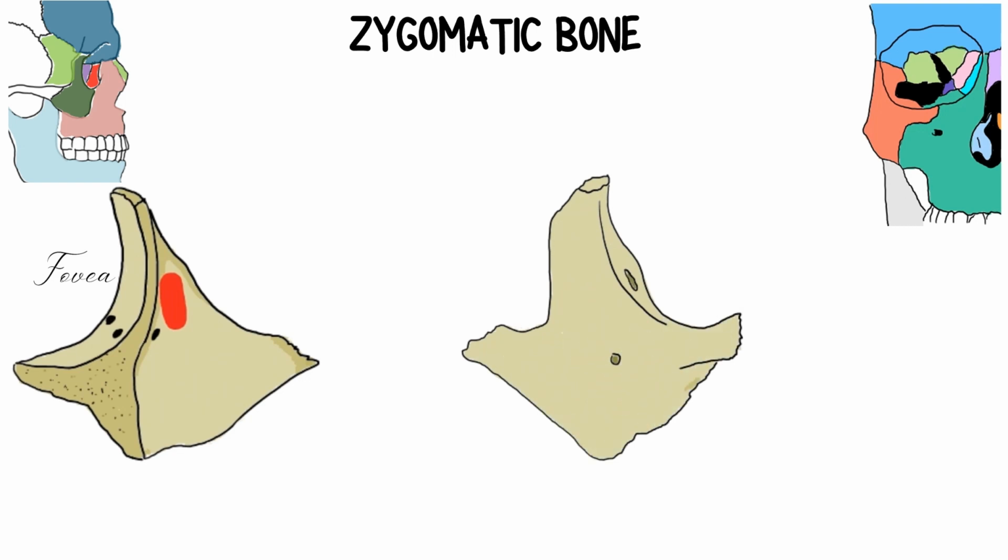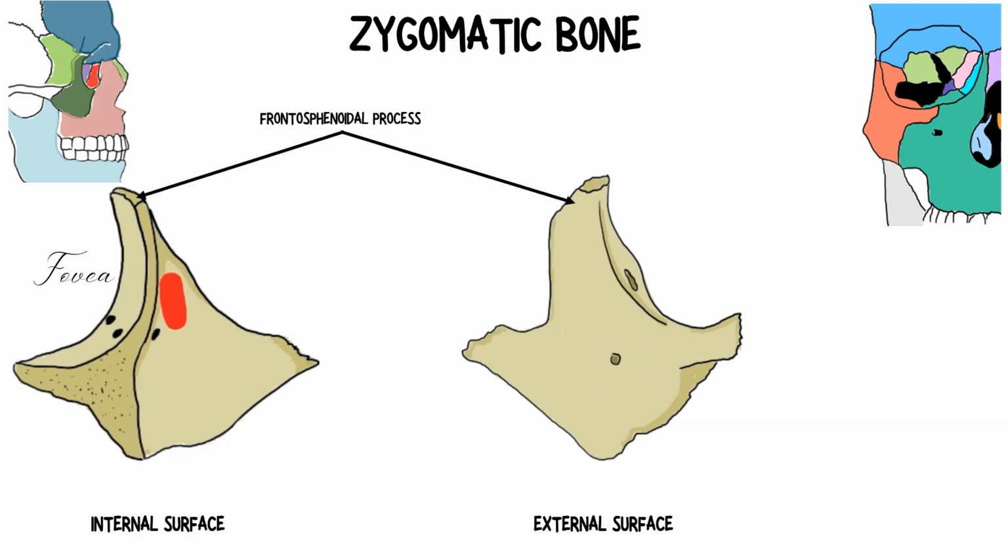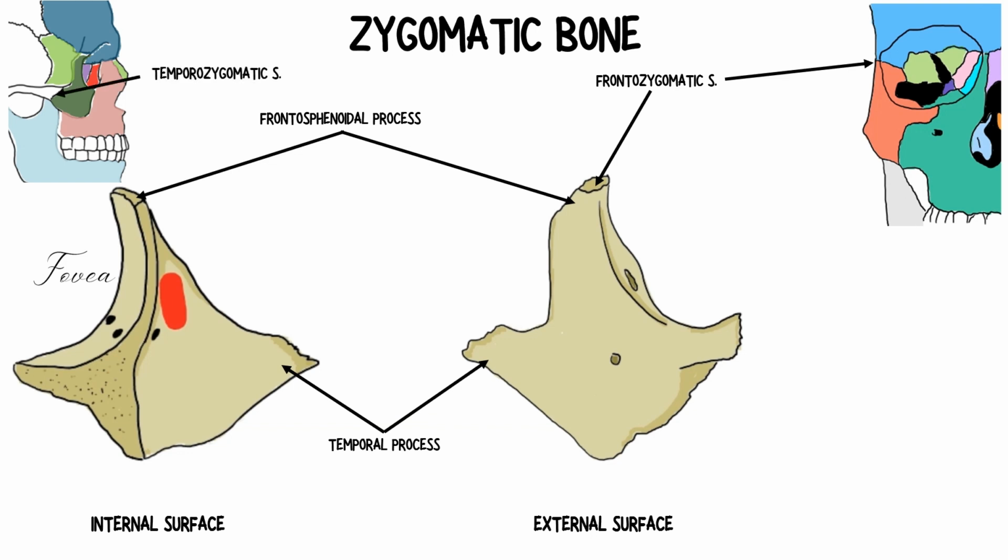The zygomatic bone has three processes. Superiorly, the frontosphenoidal process that relates to the frontal bone, forming the frontozygomatic suture. It contributes to forming the outer part of the orbit. Posteriorly, the temporal process articulating with the zygomatic process of the temporal bone, forming the zygomatic arch at the temporozygomatic suture. From the zygomatic arch originates the masseter muscle, and below the arch transits the temporalis muscle tendon that heads toward the coronoid apophysis of the mandible.